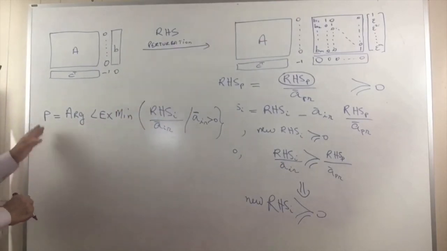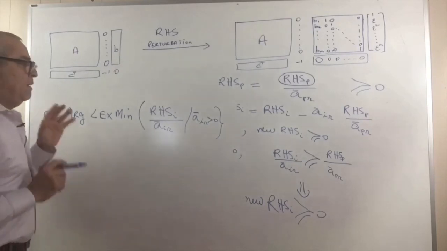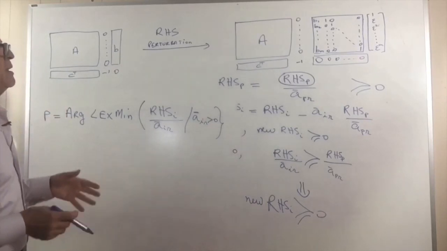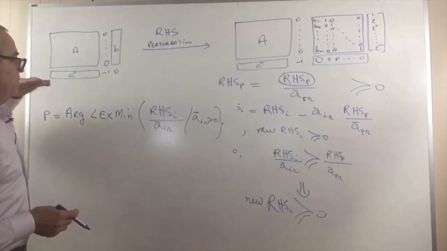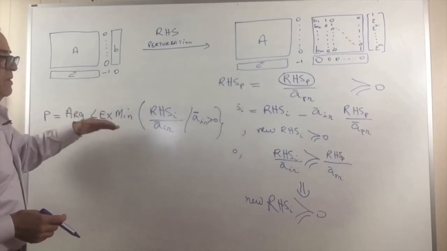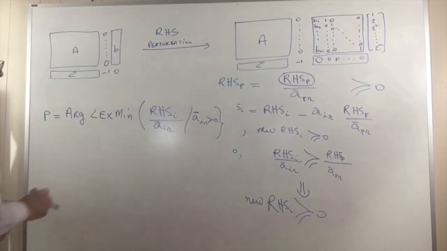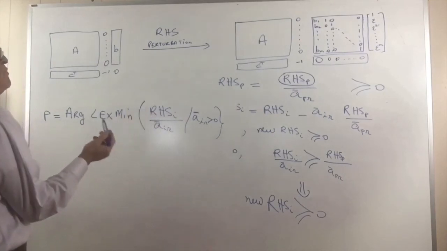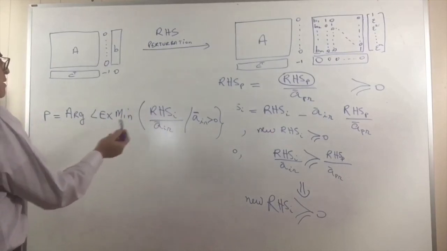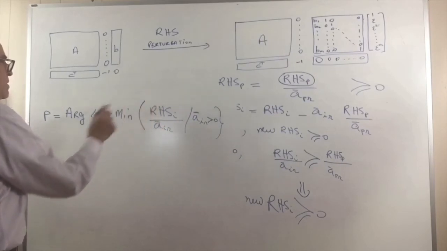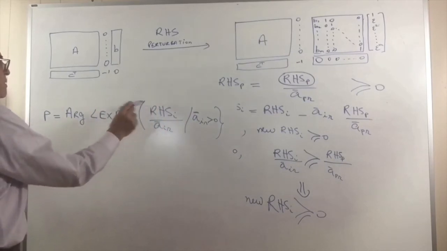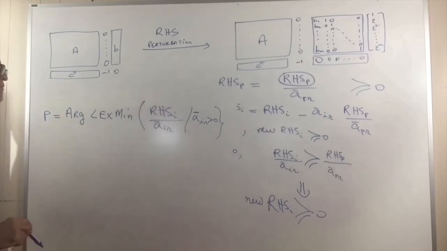If I do that, then for the next simplex tableau, I can guarantee you that every row is lexicographically greater or equal to 0. And this is the same ratio test as for the simplex, except here we're doing it with vectors. We're doing the lex min rather than just the minimum. Lex min of these vectors.